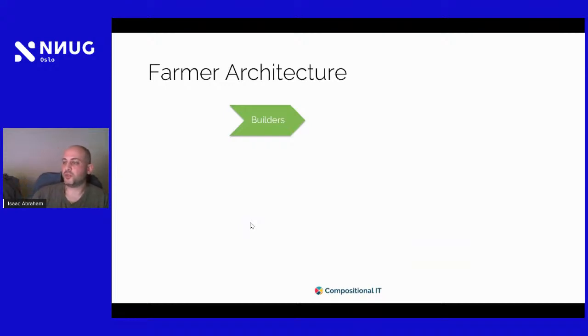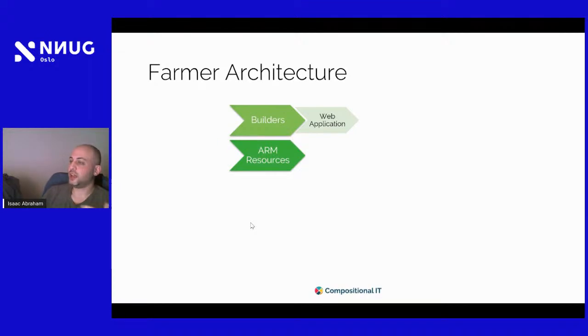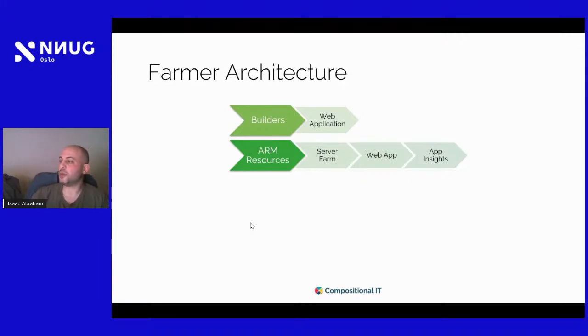Architecturally, we have kind of 3 or 4 different levels. At the top, we've got what we call builders. This is the first level that you as a user will interact with in Farmer. So you might say, I want to create a web application. And that underneath may make calls to several different resources. A web app in Azure needs a server farm, web apps, or websites, I think they're called, app insights, and various other resources. We try and abstract those from you so that you don't have to think about them. But if you do want to go down to that level, we let you do that as well.